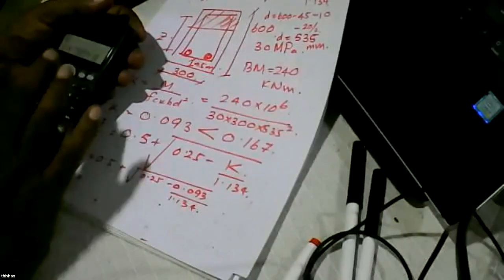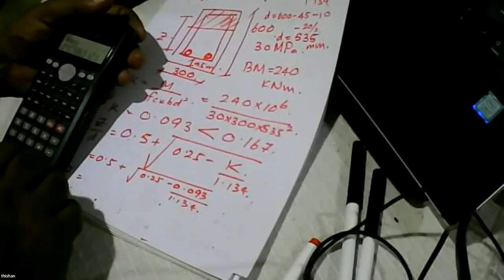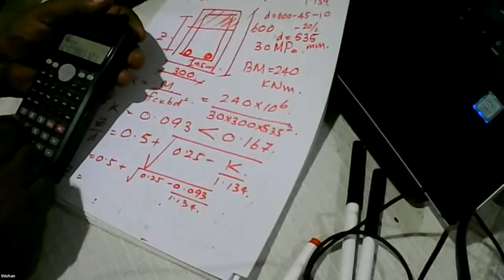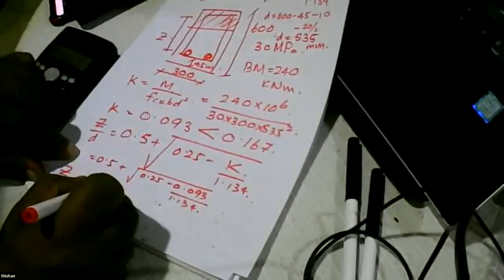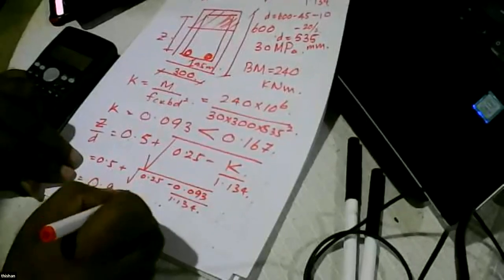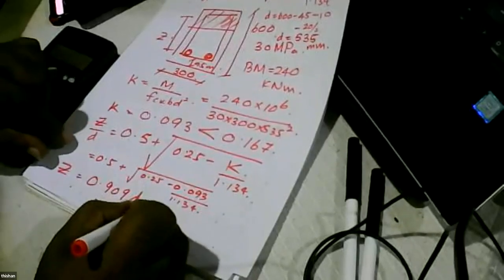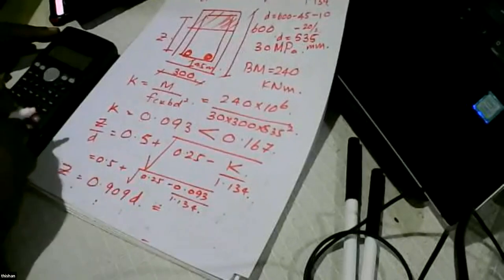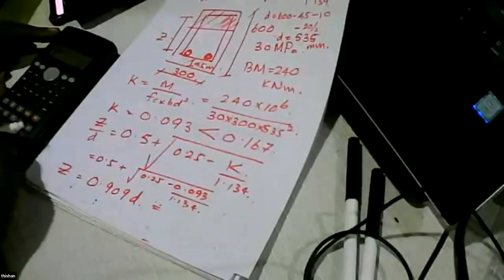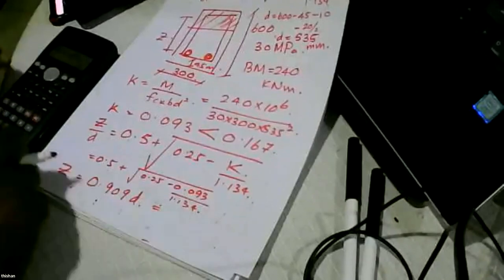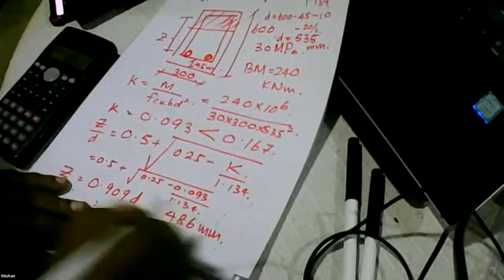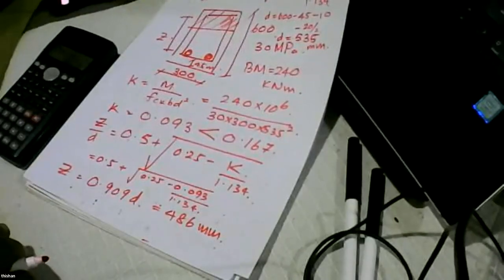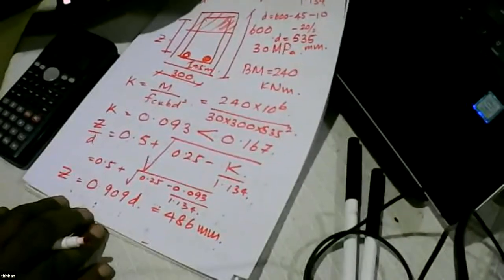Square root answer plus 0.5. So that is 0.909 d, or if you look at the value, that is 535 into 0.909, and that is 486 millimeters. 486 millimeters. And now we can find the reinforcement.